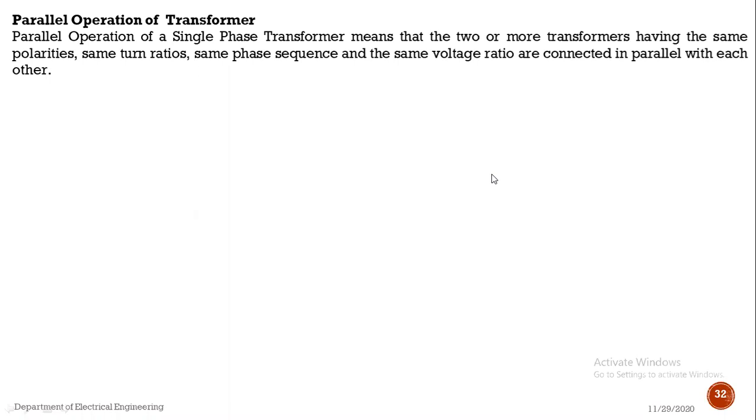Anyone who will tell? Vikas, roll number 30. Roll number 30. Okay, I will put absent. Roll number 30. Next. Roll number 41. Yogesh. Yes, sir. Okay. So tell me why the parallel operation is necessary.